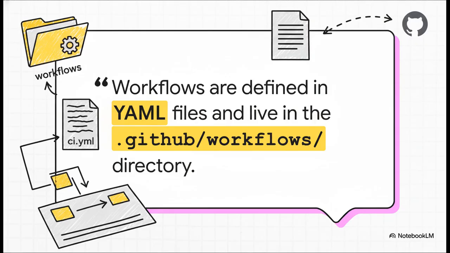Your entire workflow is defined in what's called a YAML file. You can see a little snippet here. You just name it something like ci.yaml, and you have to put it in a very specific folder, .github/workflows/. That's how GitHub knows to pick it up.